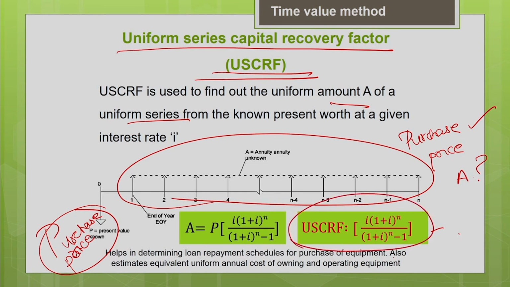That is what is written here. It also estimates the equivalent uniform annual cost of owning and operating the equipment. You can convert the purchase price of the machine into the equivalent uniform annual cost of owning and operating the machine using this formula. This will help you in equipment cost estimation, how to estimate the annual cost of the machine and how to estimate the hourly cost of the machine, which we are going to see in the upcoming slides.